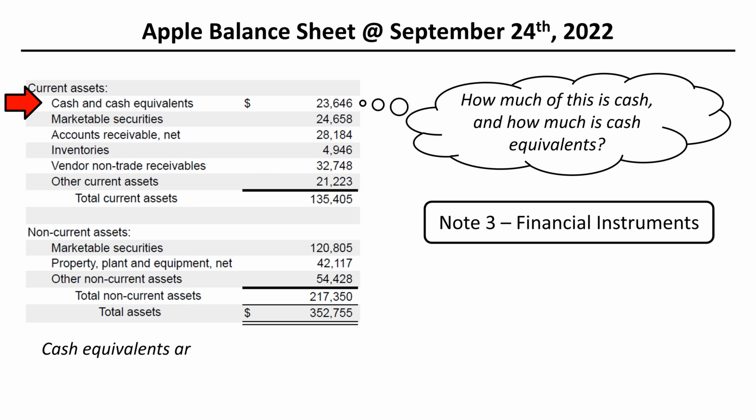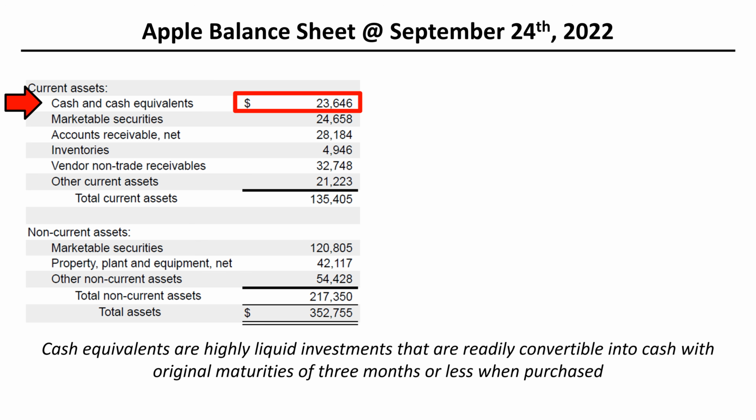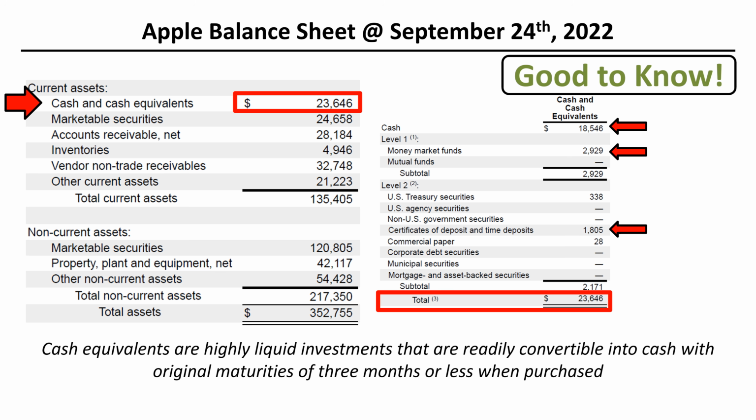Highly liquid investments that are readily convertible into cash with original maturities of 3 months or less when purchased. In other words, very close to cash, but not quite there yet. Here's the $23.6 billion from the balance sheet shown by component. Cash is $18.5 billion, money market funds $2.9 billion, certificates of deposits and time deposits $1.8 billion. That's what makes up the bulk of it. By itself, this is an insight that falls into the good to know category, but we will be able to combine it with other insights to come up with a major insight.